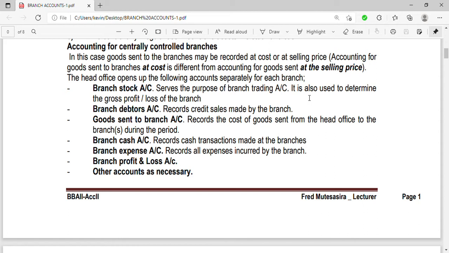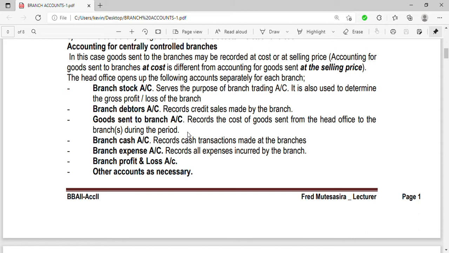Then branch debtors account. Branch debtors account records the credit sales made by the branch. We also have goods sent to the branch account. Goods sent to the branch account records the cost of goods sent from the head office to the branches during that period, which means that it records the goods sent and the goods returned.